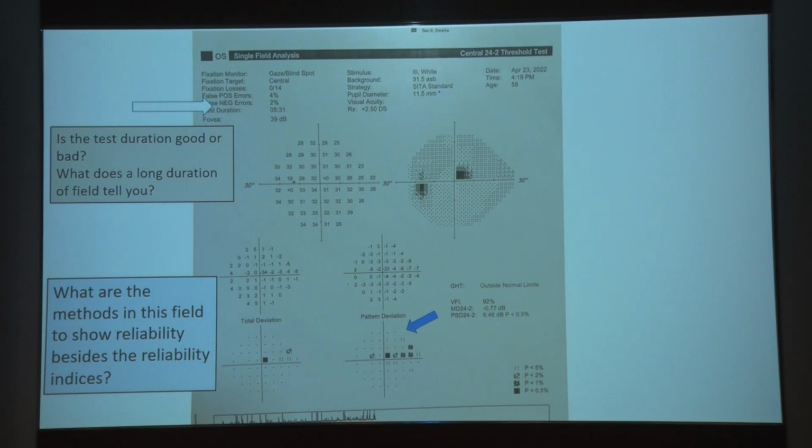Tell me, in this visual field, normally, where do you see reliability indicators? On top. Is there anything else in this visual field that is showing you a reliability indicator, which is done far more times, hundreds of times rather than those few, 10, 15, fixation losses or something like that? Is there anything in this entire field, look up, down, all over the place?